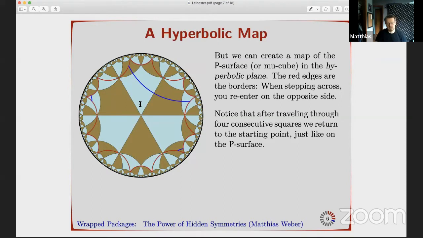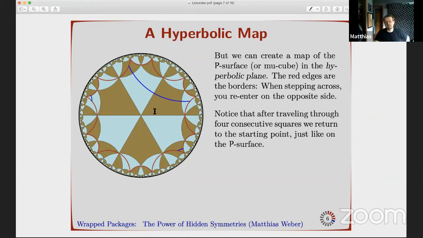So we cannot do this in the Euclidean plane. We are not able to take six squares and arrange them around a single corner because the angles add up to too much: 6 times 90 is 540 degrees. This is too much for the Euclidean plane.